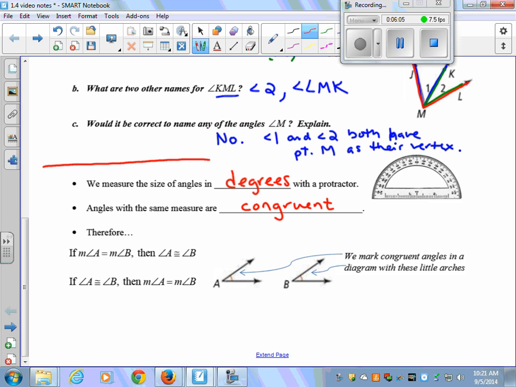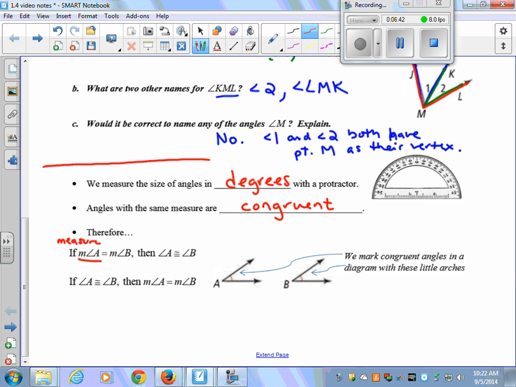Okay, therefore, just like with segments, remember that if we measured two segments and they had the same length, like 5 inches and 5 inches, then we could say the two segments were congruent. Same thing is going to be true with angles. If their degree measures are the same, then they can be called congruent. This notation here is read the measure of angle A equals the measure of angle B. Then we can say angle A is congruent to angle B.